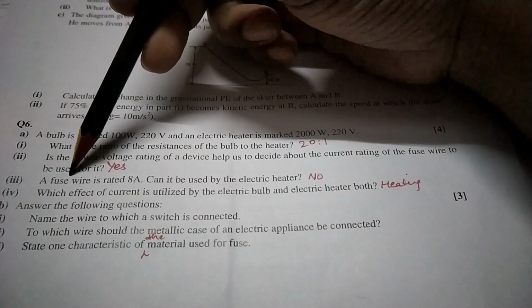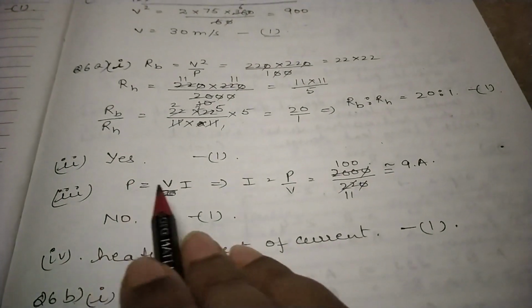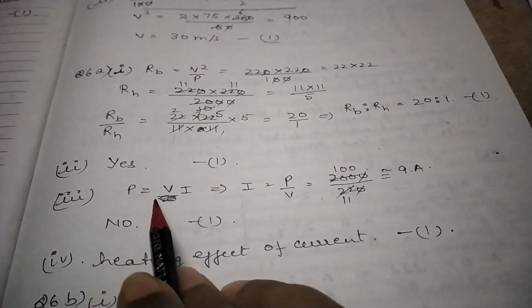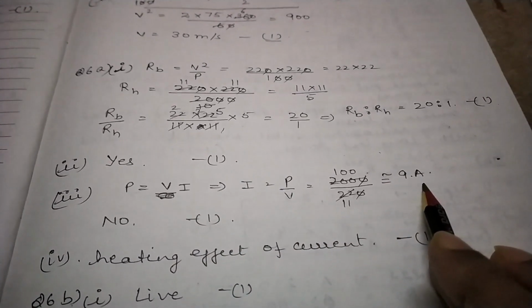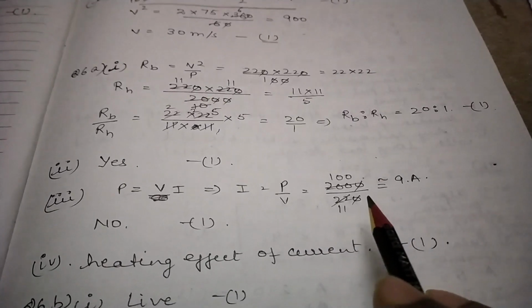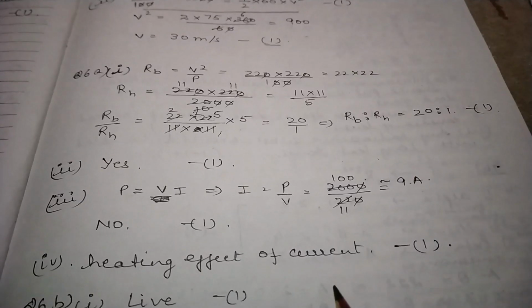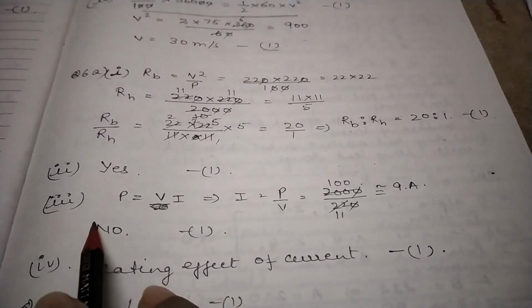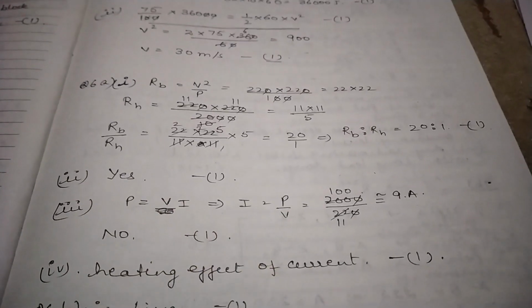Third, the fuse wire is rated 8 ampere. Can it be used by the electric heater? Now, if I want to find out the current that will be flowing through the heater, then we can use the formula P equals VI. That means current will be almost equal to 9 ampere. And the fuse wire has the rating 8 ampere, which is less than the actual current that will flow through the heater. So we will not be able to use the particular fuse wire for this heater.